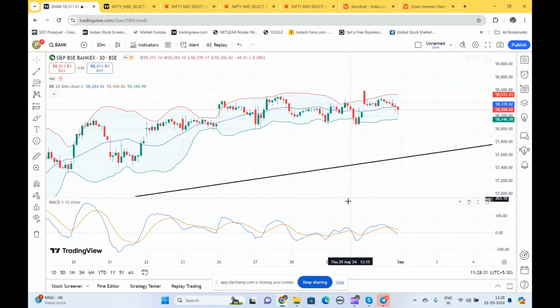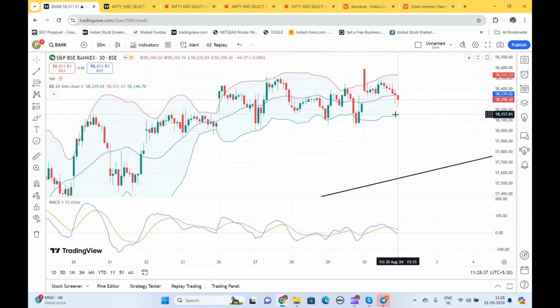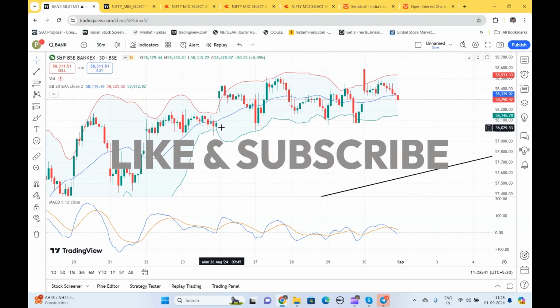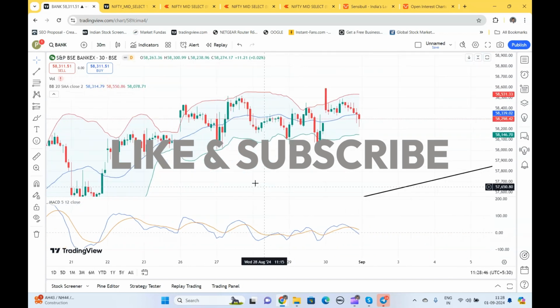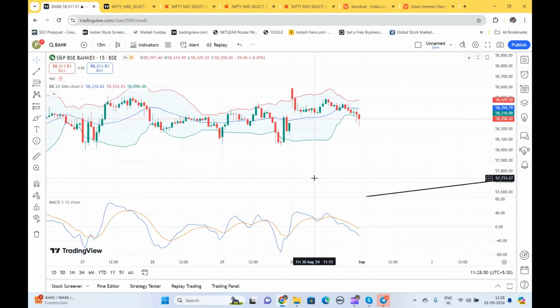Okay, trend line, and wait for this band. If it comes close to this lower band, see, whenever it touched the lower band, it went up. Remember that. Let me put it in a 1 hour or a 15 minutes time frame. Okay, let's go with 15.